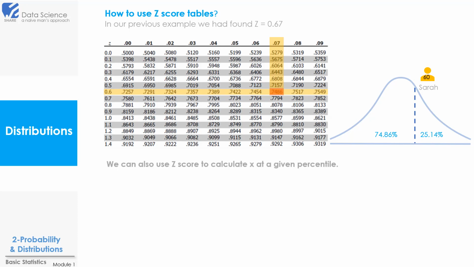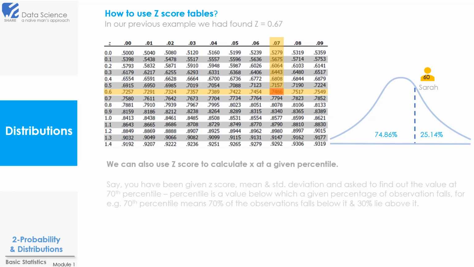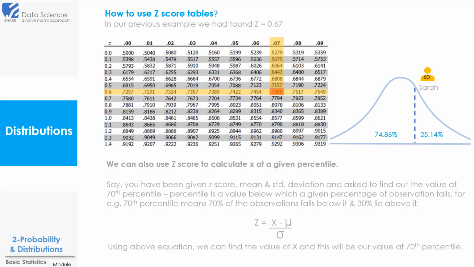Now interestingly, we can also use z-score to calculate x at a given percentile. Suppose you have been given a z-score, mean and standard deviation and are asked to find out the value at the 70th percentile. Recall, percentile is a value below which a given percentage of observations falls. For example, 70th percentile means 70% of the observations fall below it and 30% lie above it. So we can use the above equation and we just have to find the value of x, and this will be our value at the 70th percentile.